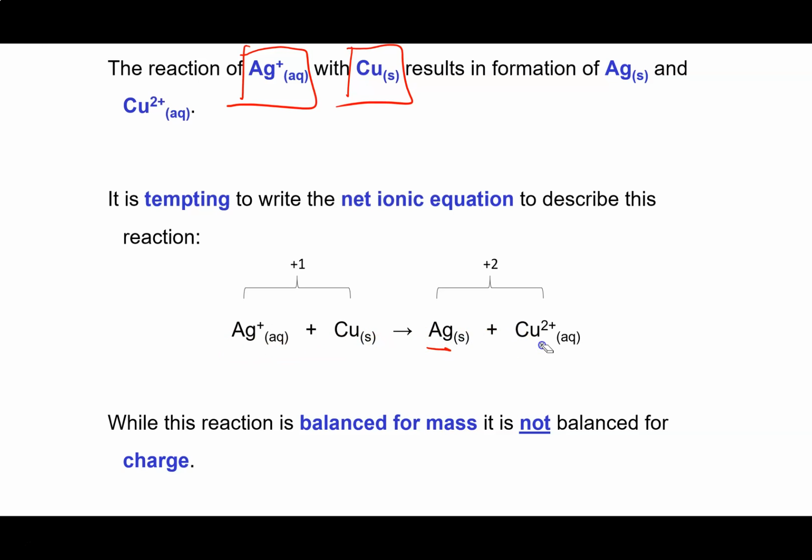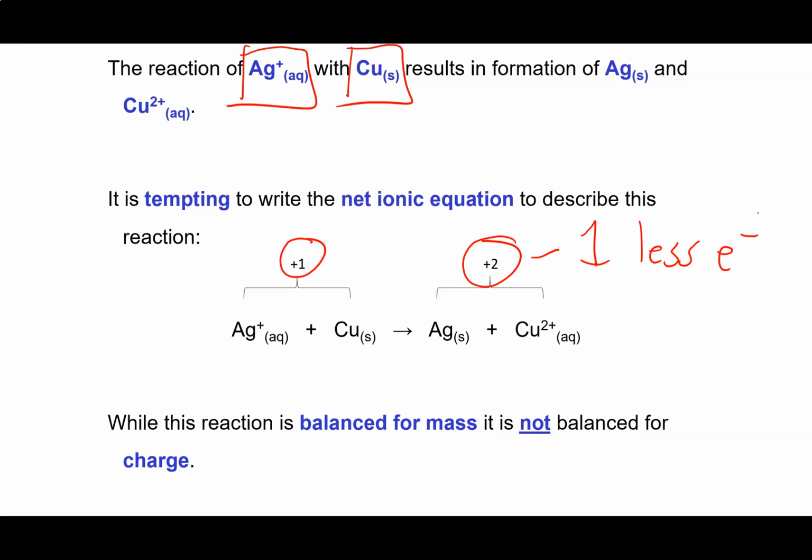And I might consider, oh, this is all balanced when everything is 1 to 1 to 1 to 1. And it kind of makes sense, right? We got one silver on the left, one silver on the right. We've got one copper on the left, and we've got one copper on the right. Isn't that balanced? Well, not really, because the total charge on the left is +1, and the total charge on the right is +2. So this means that this side has one less electron.